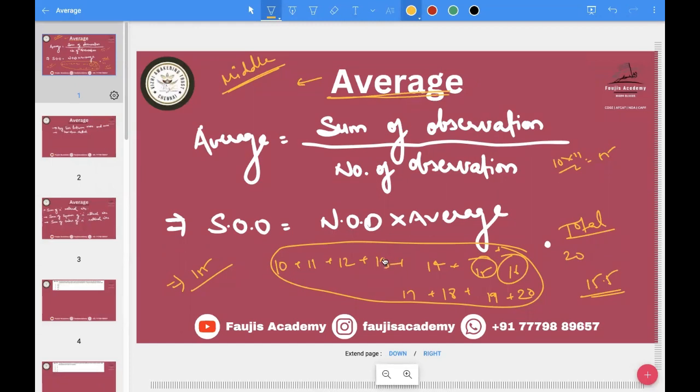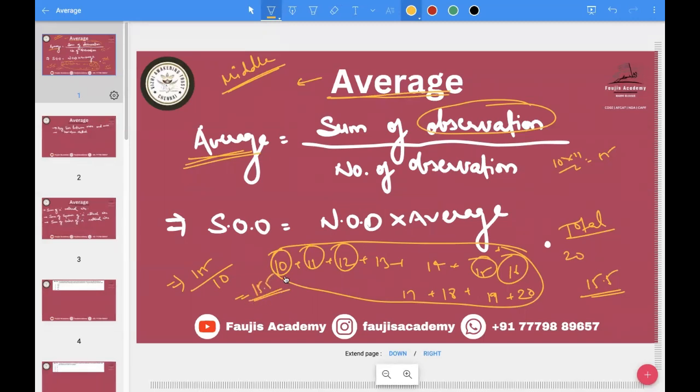Each of these data is called an observation. The simplest, first formula for the average is the sum of all the observations divided by the number of observations that we have. That means we have 10 observations. Any doubt? So what is your average?